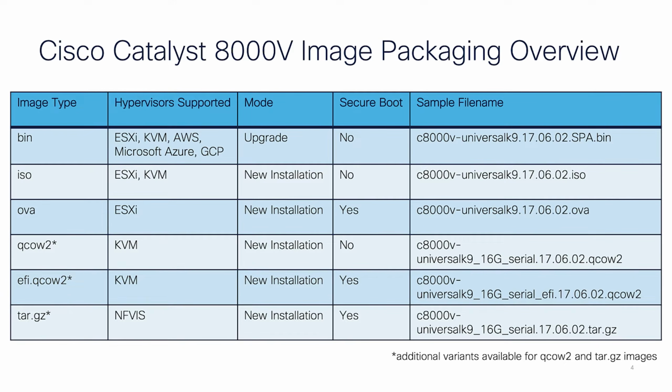It also supports Secure Boot, but it's not enabled by default on VMware ESXi. You will need to enable Secure Boot in the settings before deploying the VM. Deploying the OVA image using a vSphere client is a recommended deployment method for ESXi.